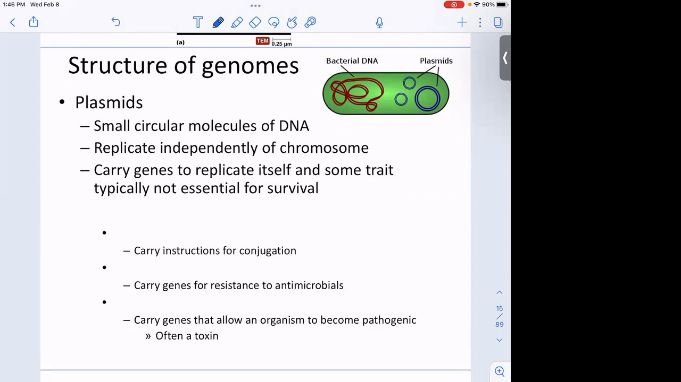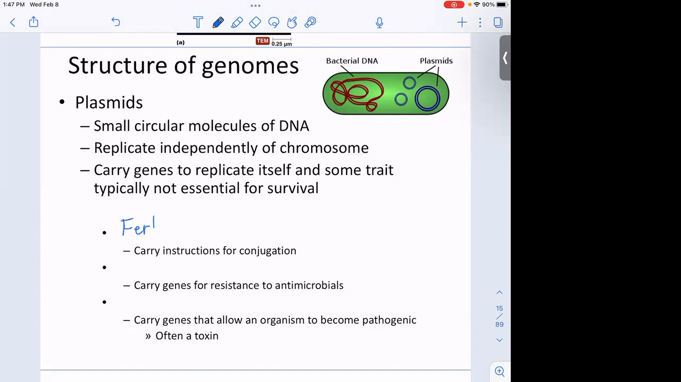Typically, what kind of genes do we see on plasmids rather than chromosomes? Not genes that are absolutely essential for the cell to survive. So we're not going to see enzymes for glycolysis on a plasmid. Those are going to be on the chromosome. But we may see other things, or different kinds of plasmids.